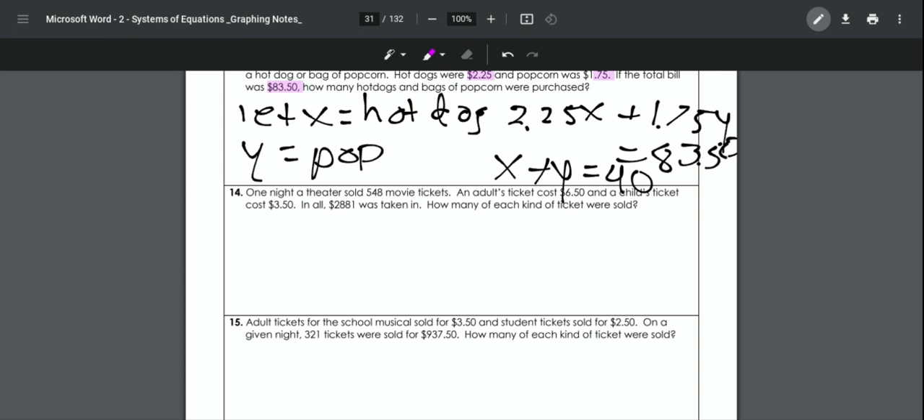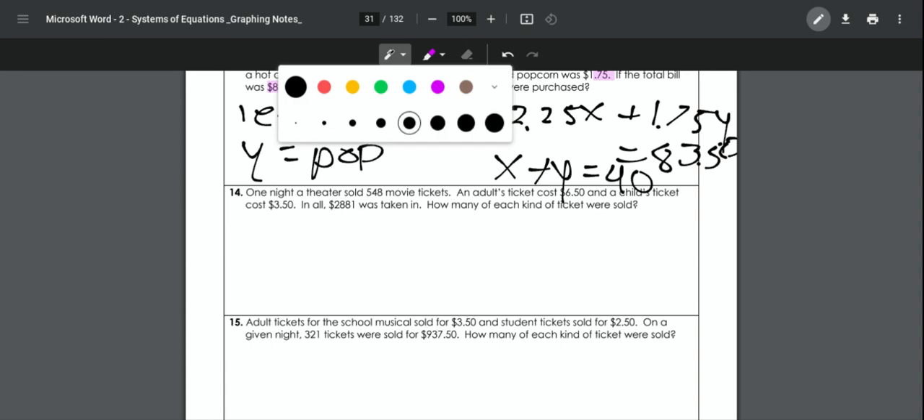Okay. 14. On one night, a theater sold 548 movie tickets. An adult's ticket cost $6.50 and a child's ticket cost $3.50. In all, $2,881 was taken in. How many of each kind of ticket were sold? So these ticket questions are actually really common. You're looking for two types of tickets. So you have adult tickets and you have child tickets.